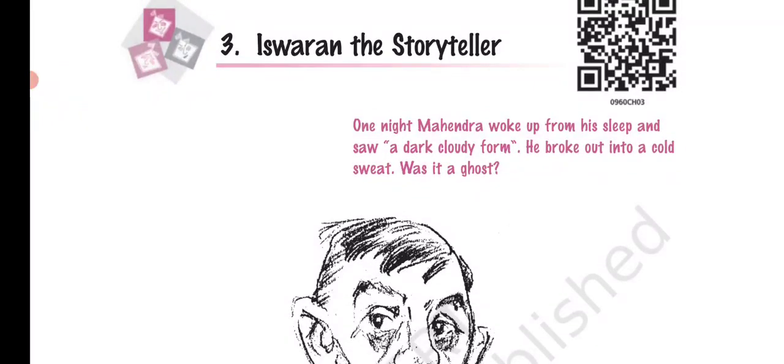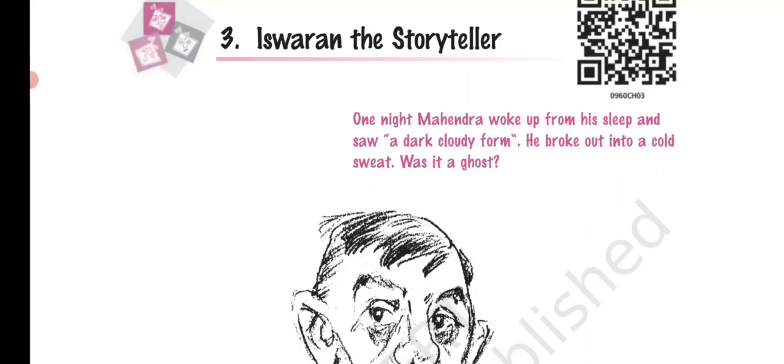Today we are going to start a new chapter, and it is Iswaran the Storyteller, written by R.K. Lakshman. R.K. Lakshman's complete name is Rashipuram Krishnaswamy Lakshman. He was born on 24 October 1921 and he died on 26 January 2015. He is commonly known as R.K. Lakshman.